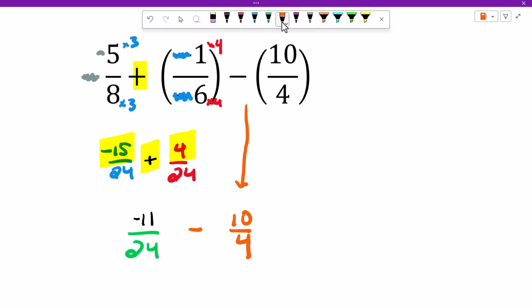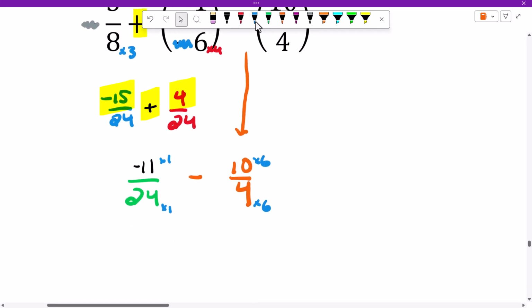Okay? We have the subtraction. We need to find a common denominator. Numbers are getting bigger, but you guys can have a list. What's the common denominator between 24 and 4? 24. Excellent. So the first number doesn't need to change. Second one, we multiply by times 6. I know a lot of you guys like to do times 1s. If you want, you can put those times 1s in there for this one. It's not necessary. So we have negative 11 over 24 minus 60 over 24.